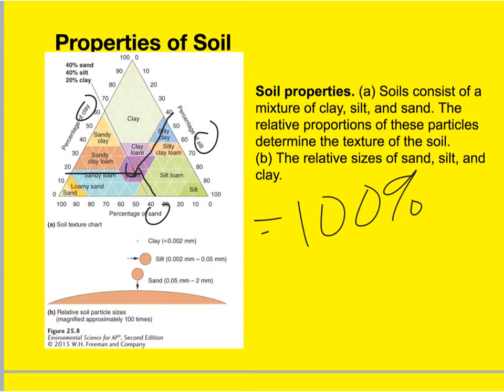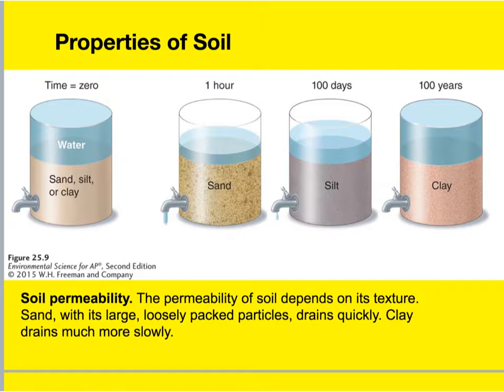We will do more of this in class and in lab. We've already talked about permeability, and the permeability of the soil depends on its texture. So its composition also plays a part in how loosely packed the particles are. That'll really determine how quickly it will drain. Clay drains much more slowly than the other two components.